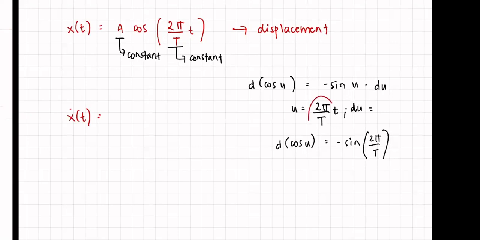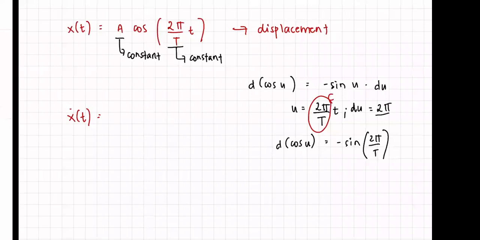Okay, ito, treated as constant. So, parang ct lang siya. So, ano ang derivative nun? Anong derivative ng ct? 2 pi over t din po. Okay? So, 2 pi over t lang.